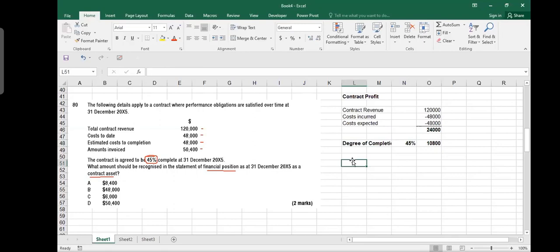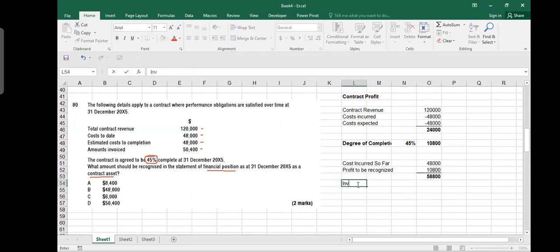Now you come back and see what you have done. You say cost incurred so far is 48,000 and profit to be recognized. How much profit should you be recognizing? This is 10,800. So it looks like this is the value, this is the amount of work you have done, this is your total receivable. And you would say invoiced amount. How much have you already invoiced out of that? So they gave you 50,400, you already have invoiced. So you say minus 5,400.